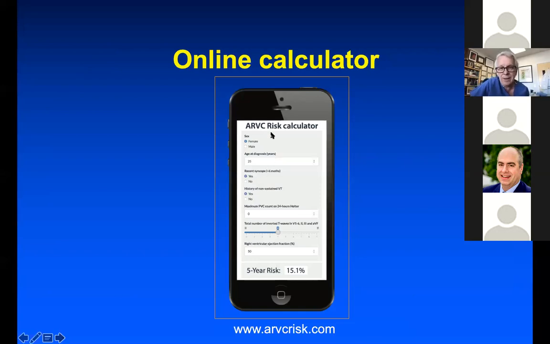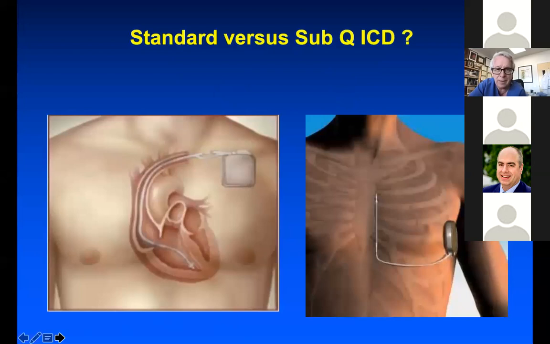And through that, we have an app. If you go to arvcrisk.com, you can put in age, number of T-wave inversions, number of PVCs, and RVF, and you'll get a 5-year risk. Now, this risk calculator is for all arrhythmias. It's not for VF or rapid V flutter. It's for all VTs. So it is overly sensitive, if you will, but it gives you a general number to start the discussion with the patient. So just want to make you aware of that.